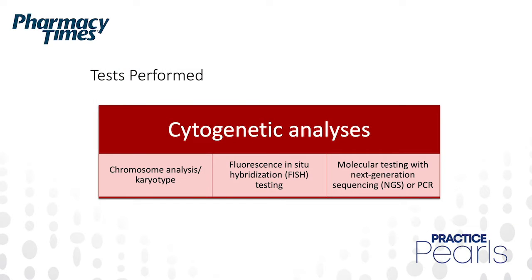The tests that we need to do are cytogenetic analysis, which includes chromosome analysis or karyotype, FISH testing, as well as molecular testing either with NGS, next generation sequencing, or PCR. There are panels that can be performed that include an AML FISH panel or MDS FISH panel. And in terms of molecular testing, there also are single mutations that can be looked for or a full myeloid panel. We typically collect these specimens.